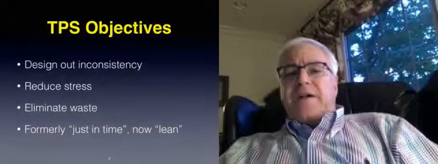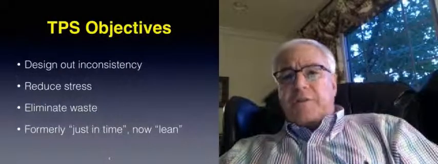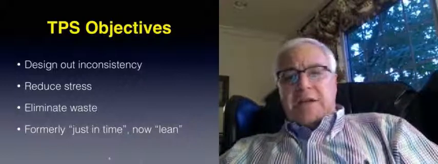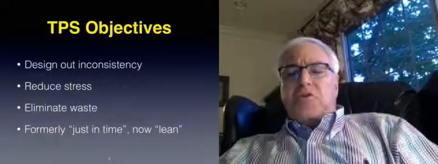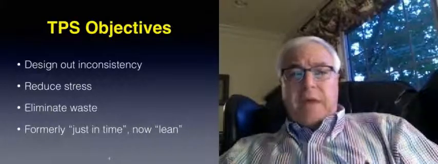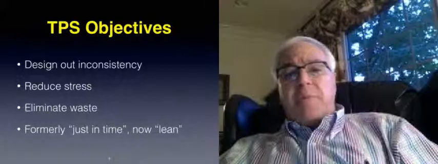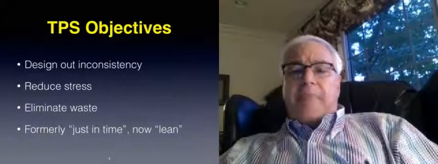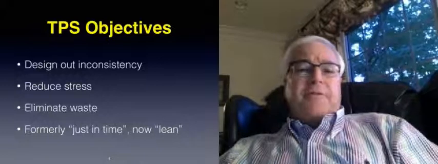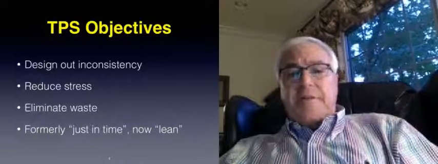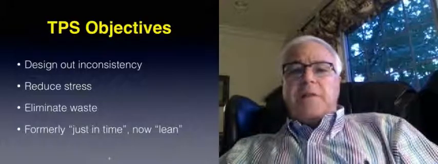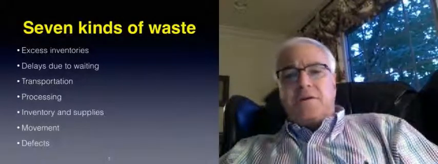Now, the objectives of the Toyota Production System are as follows. First, to design out of the process any inconsistencies, to reduce elements of the business process that are stressful to the employees, and eliminating waste, which is what most of us hear about most often. This is the TPS process that we used to refer to as just-in-time, or the Japanese word for that is Kanban, and now it's really morphed into lean manufacturing and lean distribution.